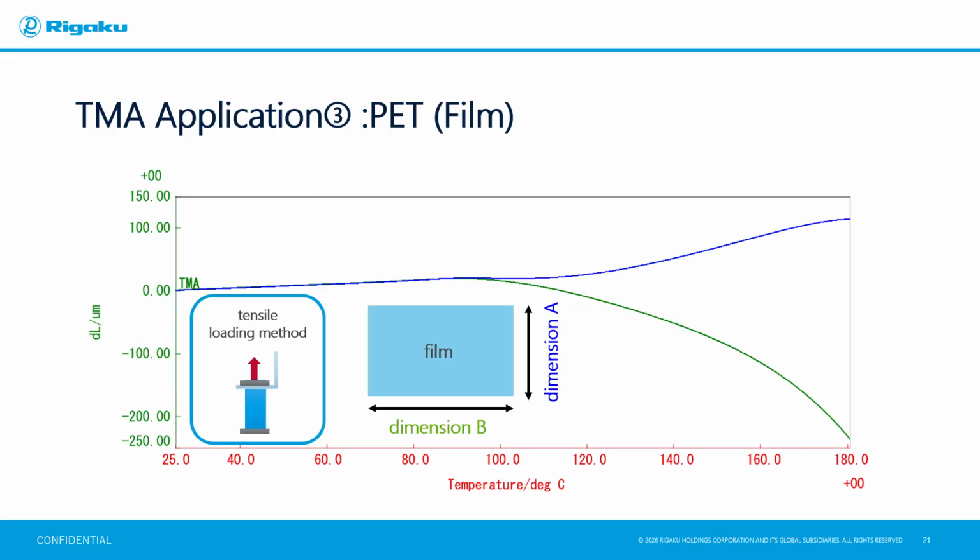Next, we present an example of TMA measurement using the tensile loading method. The measurements were performed on samples cut from PET film in two different directions. The expansion rates of samples cut in the length direction, direction A, and the width direction, direction B, from the same film were compared. While direction A shows expansion, direction B shows shrinkage from around 100 degrees Celsius. This is likely due to the film being stretched in the B direction during its production. As such, for stretched film, the expansion rate and behavior may differ depending on the direction in which the sample is cut.